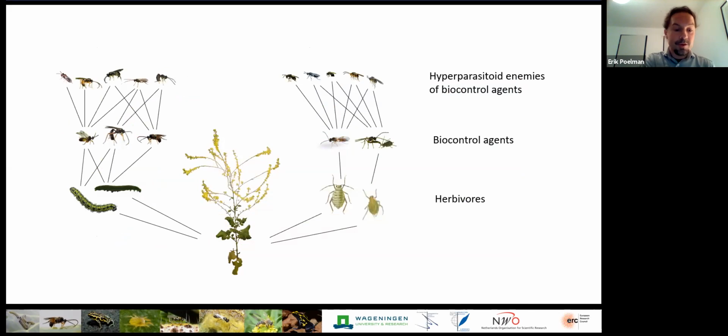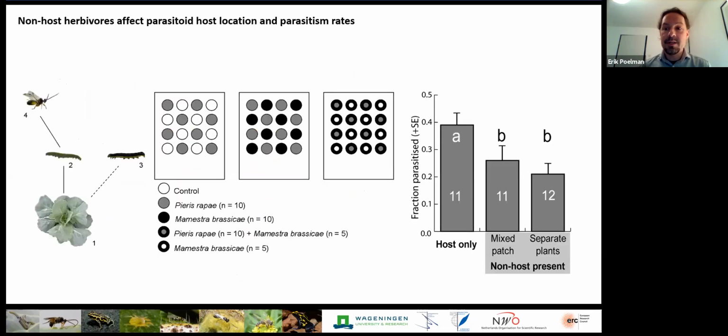Well, I've been talking a lot about plant interactions with herbivores, but of course that happens again in a context of natural enemies, and these natural enemies also have their own enemies. For example, parasitoids have hyperparasitoid enemies. But what does complexity now mean actually for parasitism?